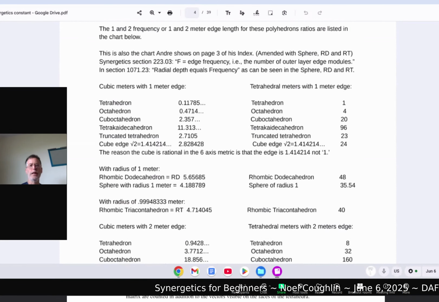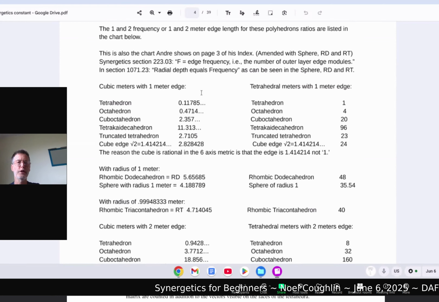If we have a 1-inch edge length cube and we measure a 1-inch edge length tetrahedron, we have 0.11785 cubic volume. This is all academia correct numbers. If you have a 1-inch octahedron, or we're using 1 meter here, but 1 meter octahedron, you have 0.4714, etc. cubic inches of volume. So see how these are irrational numbers? They're not whole rational numbers like what happens when you use the tetrahedron as the base unit of measurement.